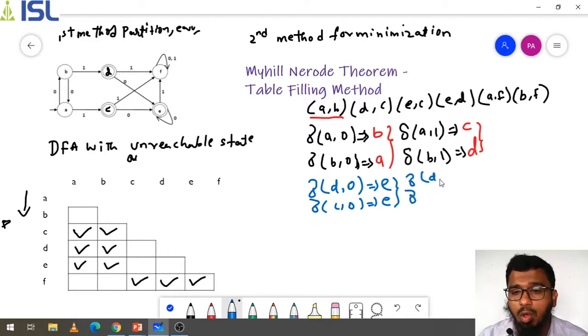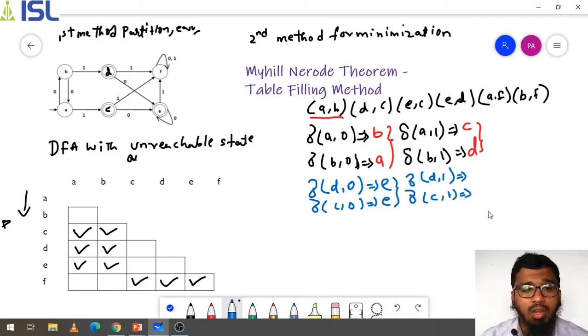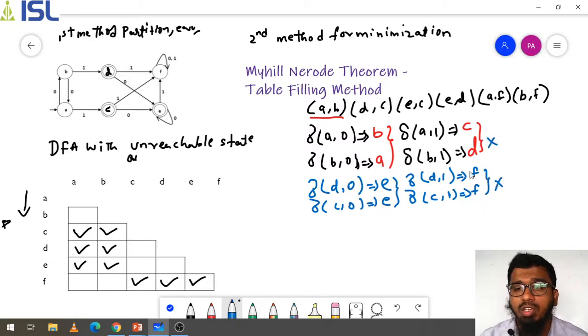Delta D comma 1 and C comma 1. Where is it going? D on 1 is going to F and C on 1 is also going to F. Both are the same. So this will also not be accepted. Next one, go to the next. This also we finish. EC, E comma C means E on 0 and delta C on 0.